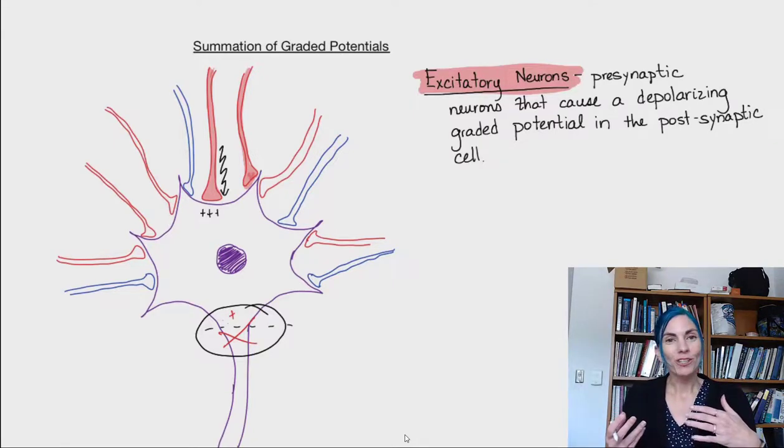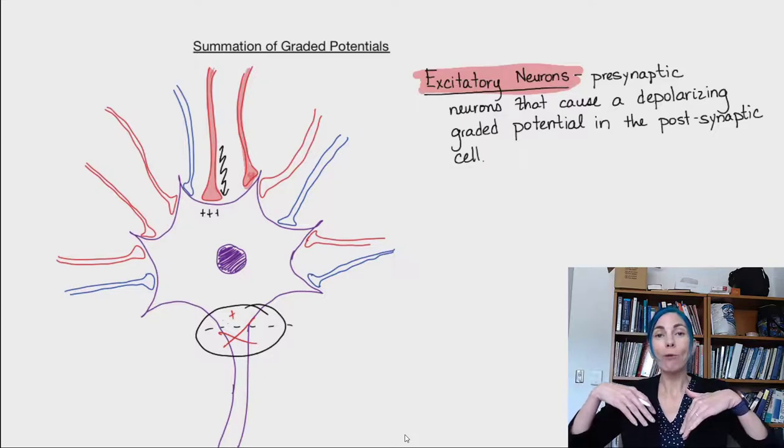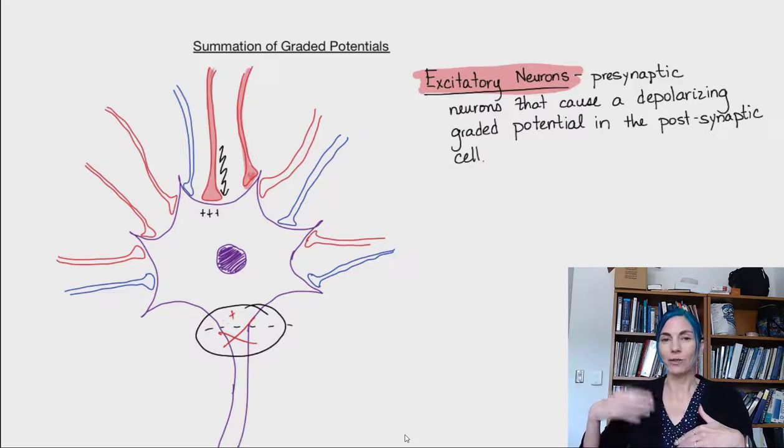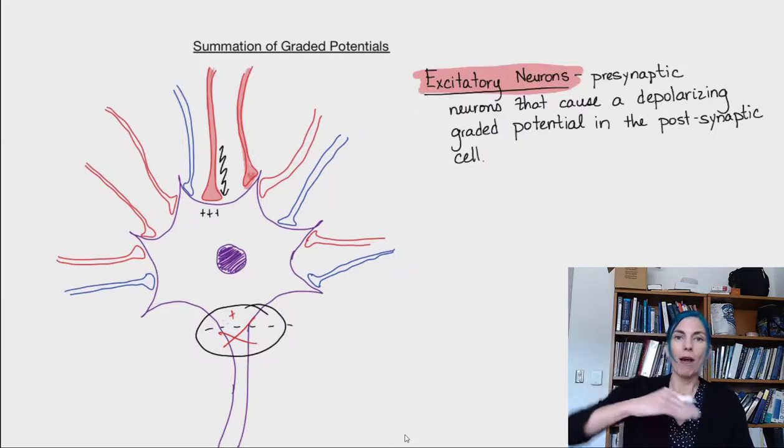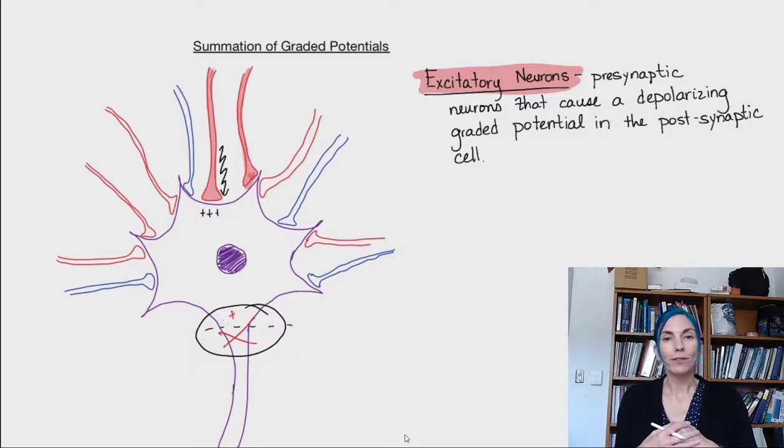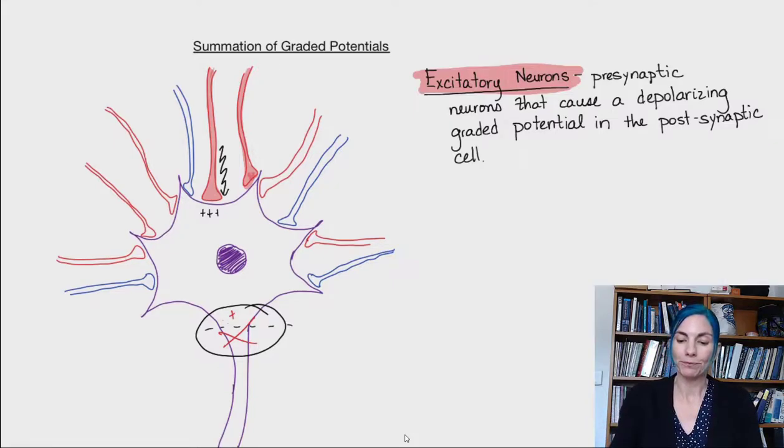The converse are going to be presynaptic neurons that are paired with chloride channels. And when they open, chloride comes in and hyperpolarizes the membrane and actually takes that membrane potential and drops it and makes it harder for that postsynaptic cell to generate an action potential. So we call those neurons inhibitory neurons. And in my drawing, I have them colored in blue.